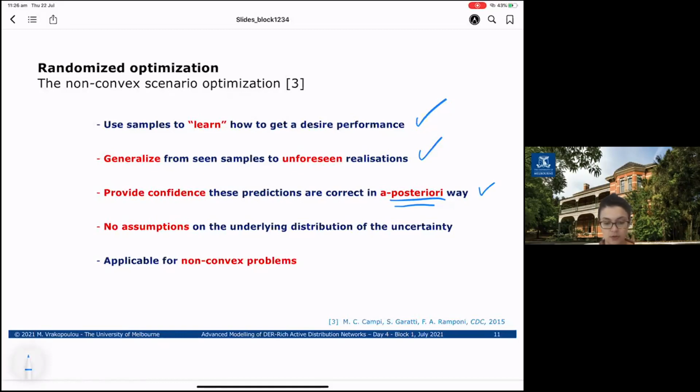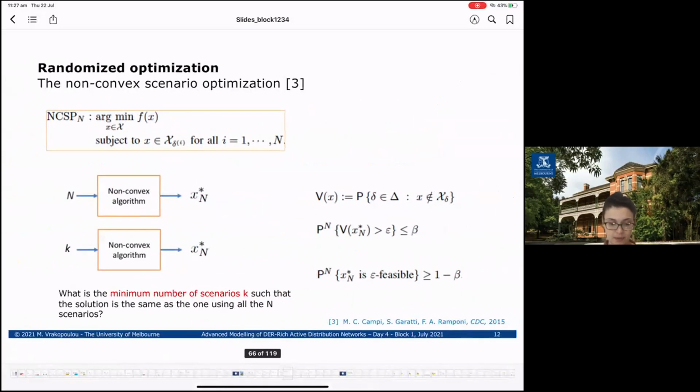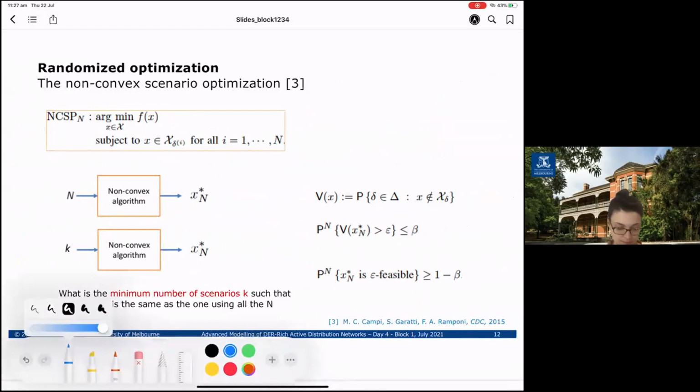There are no assumptions on the underlying distribution of uncertainty. This is something that this technique carries as well. And the very good extra that we get out of this optimization technique is that we can apply it to non-convex problems. So the way it works basically is that we are assuming that we do have this non-convex optimization problem.